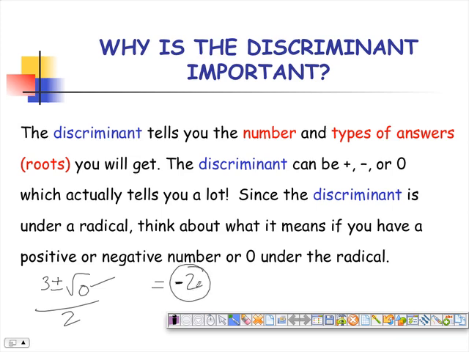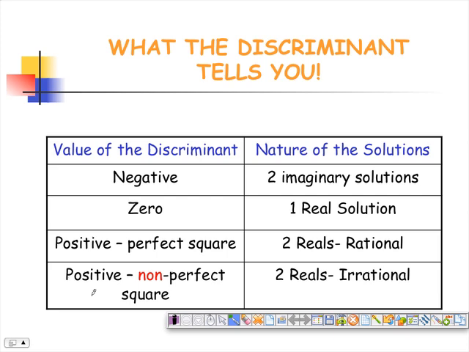If this discriminant was negative 2, which means the negative 2 would be underneath the radical. If you have a negative underneath the radical, you get what type of answers? Imaginary, right? So, here's what you want to know. This little chart: if you have a negative as a discriminant, you have 2 imaginary answers. I mean, that makes sense, doesn't it? If it's underneath the radical, you're going to get imaginary.